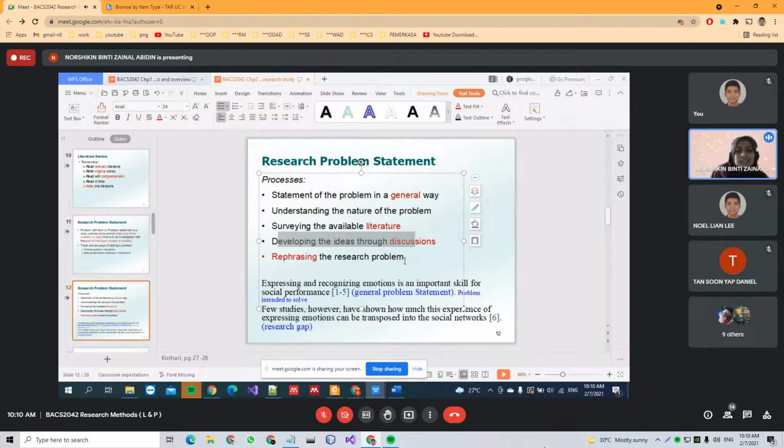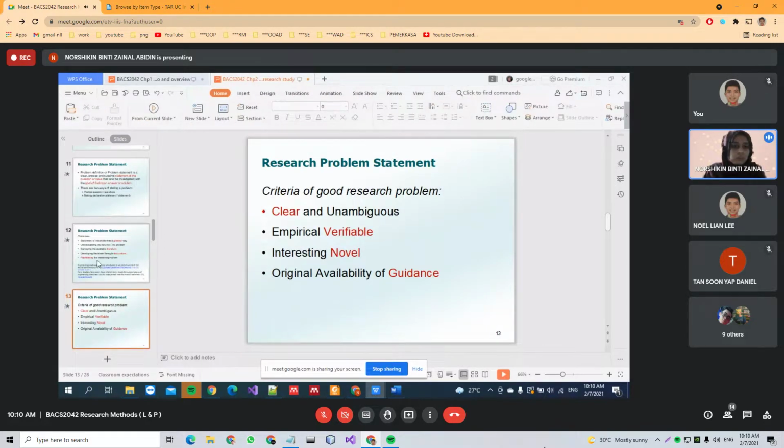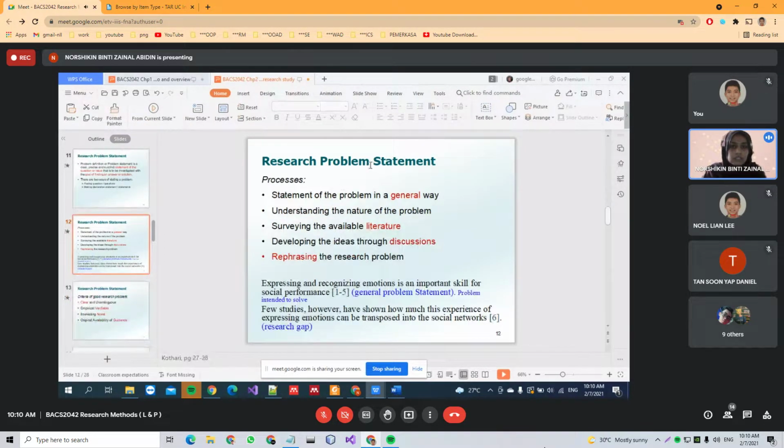Refresh the research problem. That means you need to be specific and clear on your research problem. You need to write a proper PS based on this process. Basically, that's how you're going to write the PS. For the PS, you just need to know that you need to write clearly and precisely, exactly what the problem is, or what you want to research or conduct. That's what the PS is.